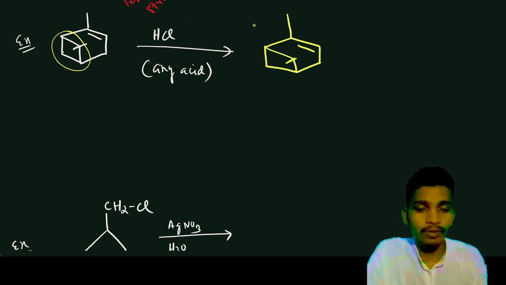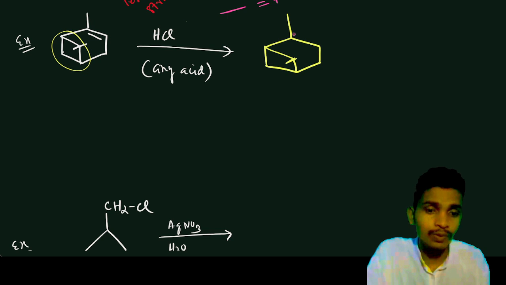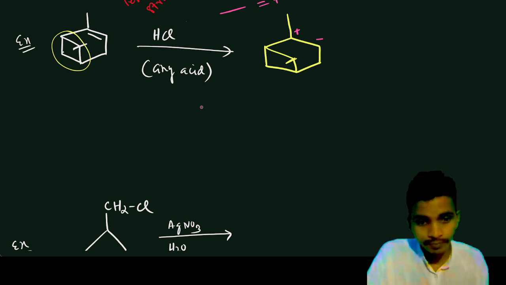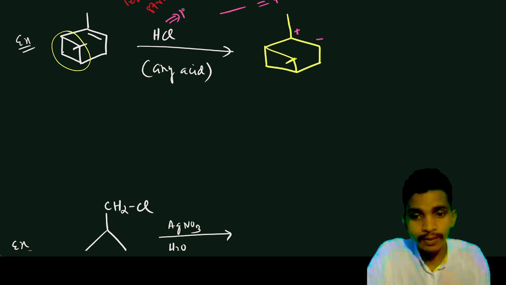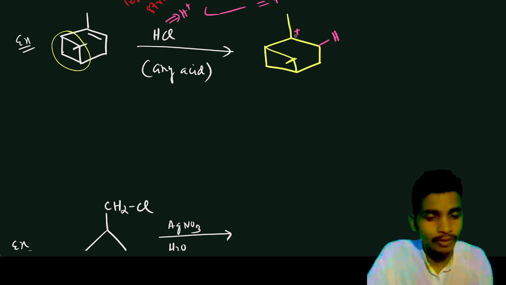Now this bond means positive and negative. Where should I put the positive and negative? Since this is a 3-degree carbocation, positive is more stable here. So I will put positive here, then I will put the negative here. Now this will give H plus because that is the acid. This H plus is attacked by this, so the hydrogen comes here. Now here we get the positive charge.